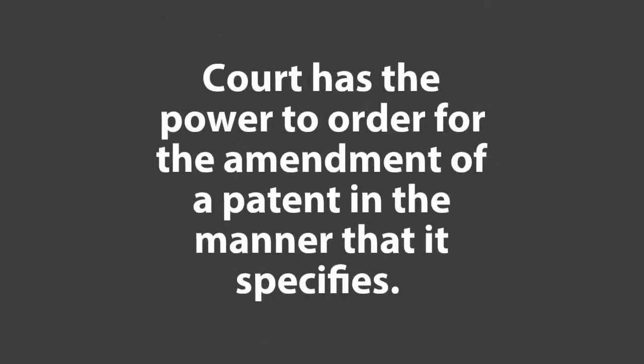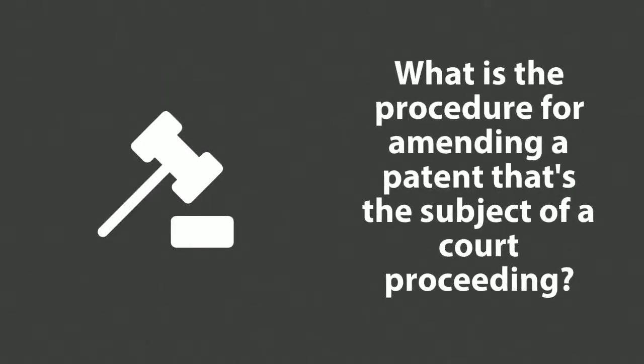If the patent is the subject of litigation, or a current court proceeding, the court has the power, on the application of the patentee, to order the amendment of the patent in a manner that the court specifies. It must be noted that the court has complete discretion with respect to making orders for a patent amendment, as long as it is not contained within the list of unallowable amendments that are contained within Section 102 of the Act. So, if you were a patentee, what would be the procedure for amending your patent if it was the subject of a court proceeding?